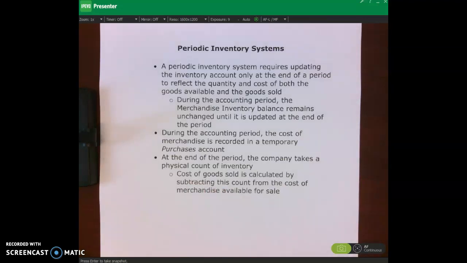So that's my quick comments on periodic inventory accounting systems. There will be no problems on any exam on periodic inventory accounting systems, but I do want you to understand the basic concept of a periodic inventory accounting system.